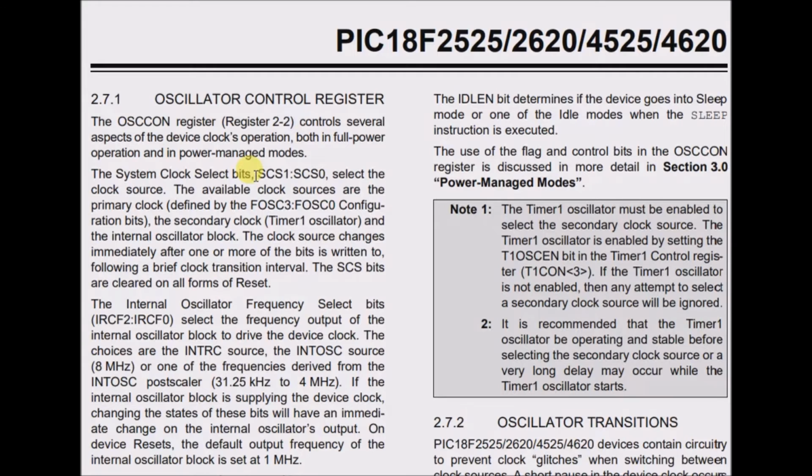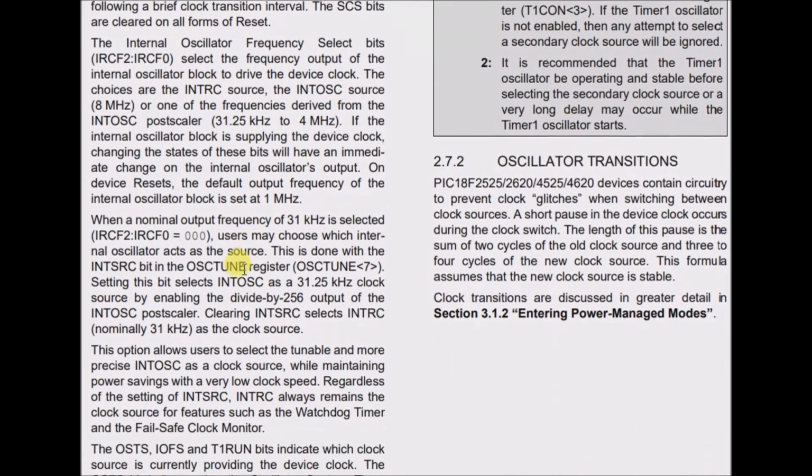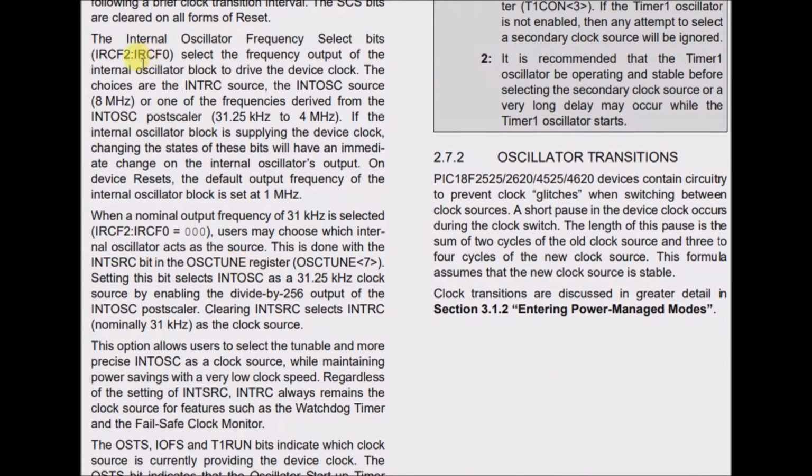The clock source changes immediately after one or more of the bits is written to, following a brief clock transition interval. The SCS bits are cleared on all forms of reset. The internal oscillator frequency select bits IRCF2 to IRCF0 select the frequency output of the internal oscillator block to drive the device clock.